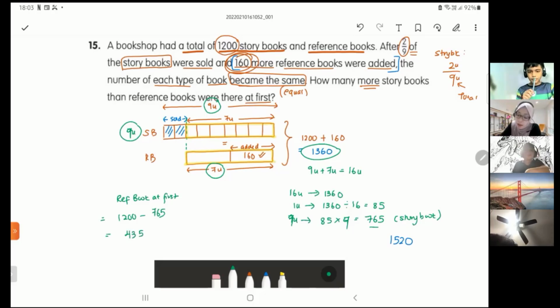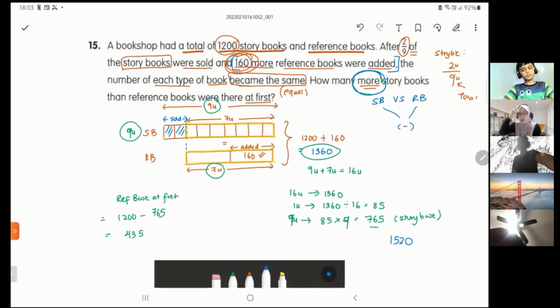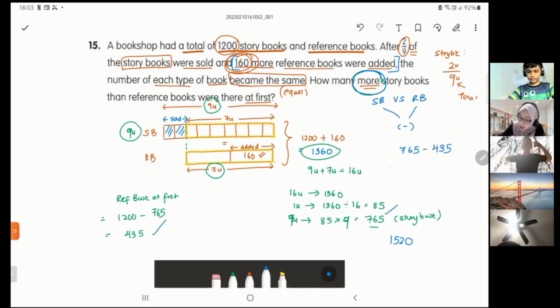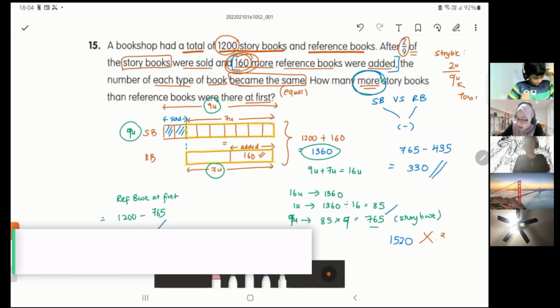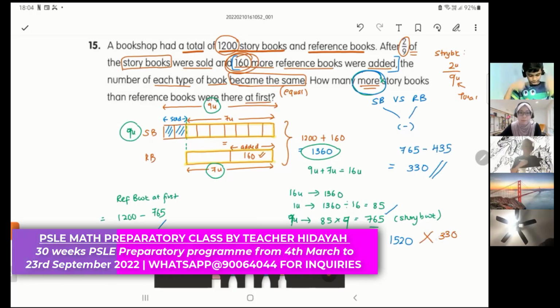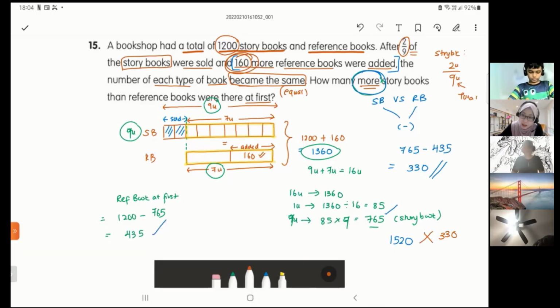Now they ask how many more storybooks than reference books there were at first. So there is a comparison going on. I want to know the difference. I take 765 minus 435, which equals 330. This is your answer. 330. What concept is this? It's comparison model concept, but I'm working backwards again. And then there's also the comparison coming from the word more there.